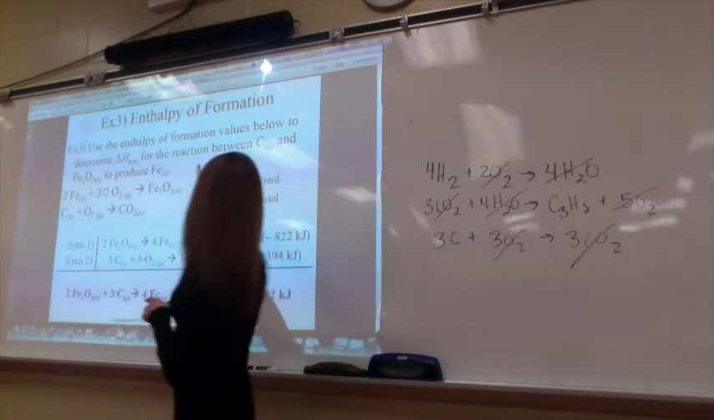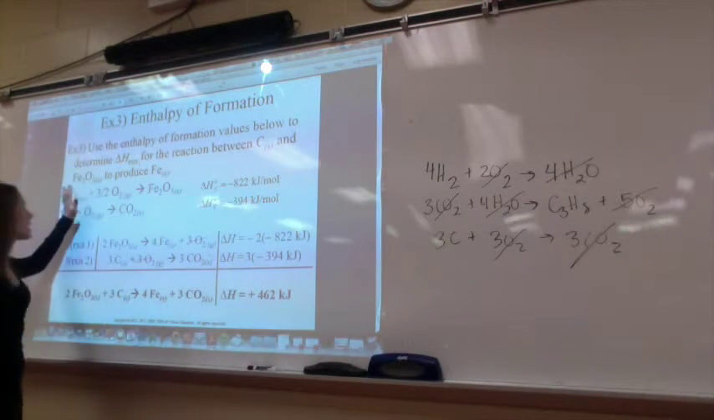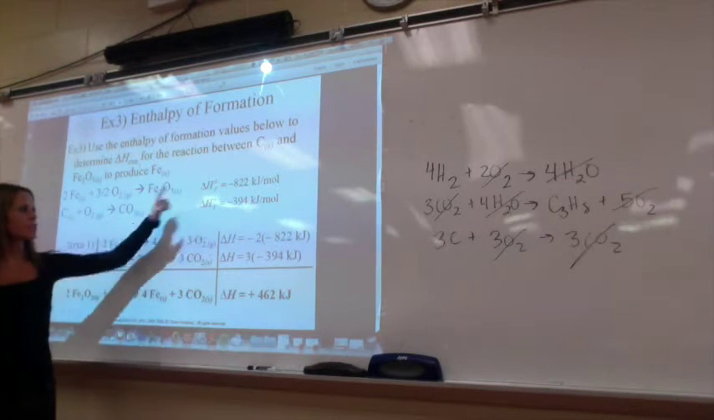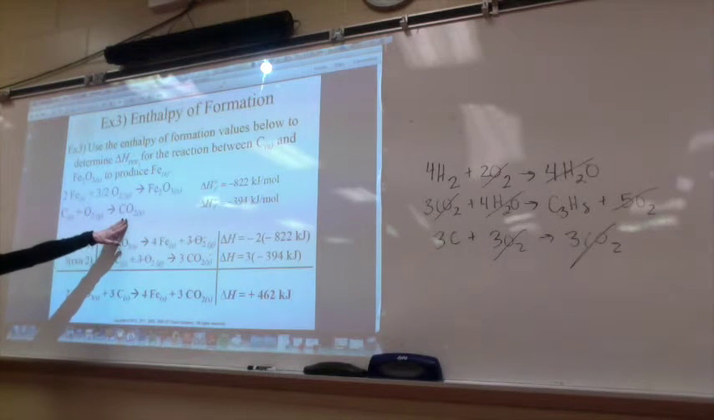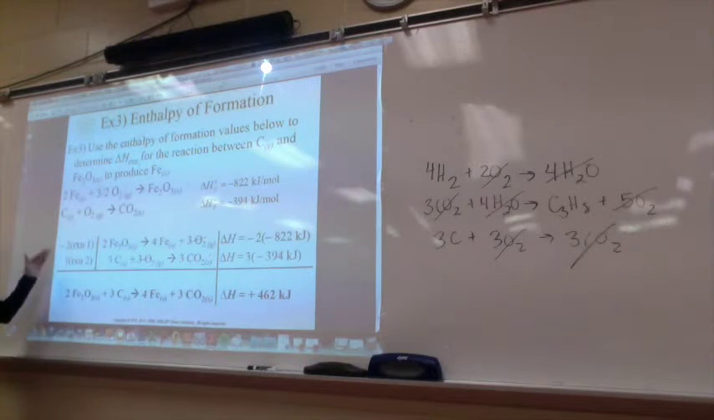So this is what it is. It's asking you to find delta H for the reaction between carbon and iron oxide to produce iron. So I want carbon plus iron oxide to just give me iron. So I take my Hess's law equations with this delta H value and this delta H value. Both of them are going to require heat if I'm going to go the reverse way, right? So you just Hess's law this all out.